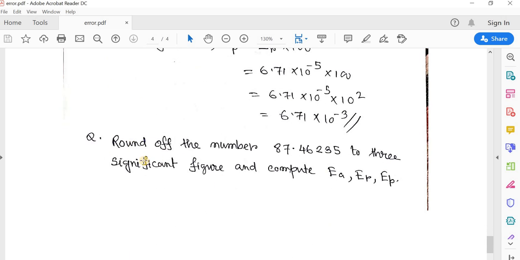Similarly, this is another numerical example. Round off the number to 3 significant figures and compute absolute error, relative error and percentage error. So you should try this.